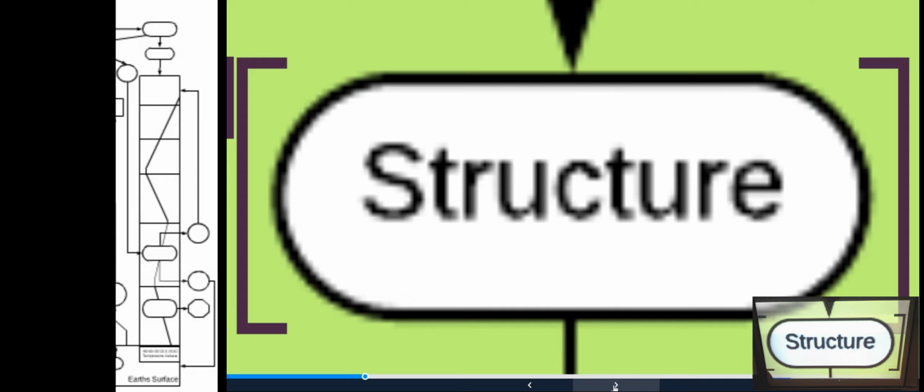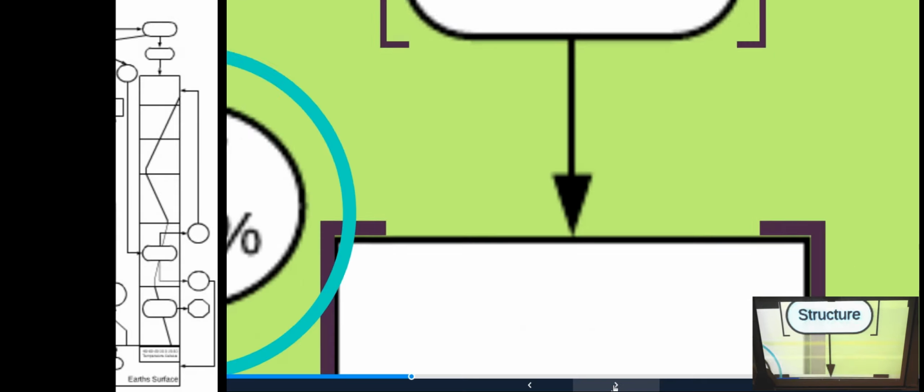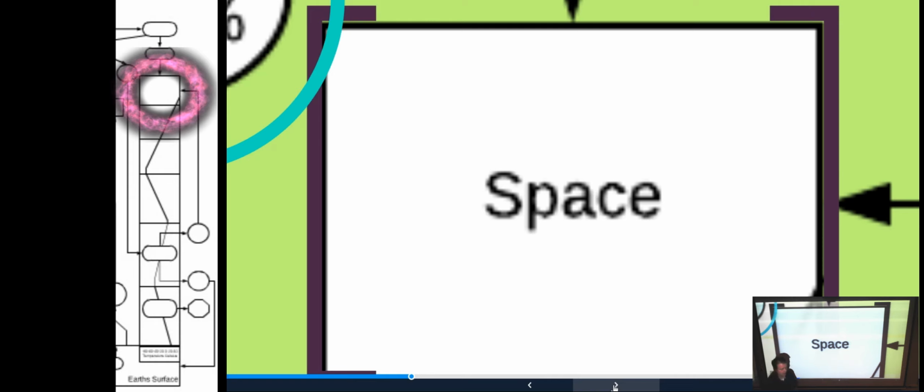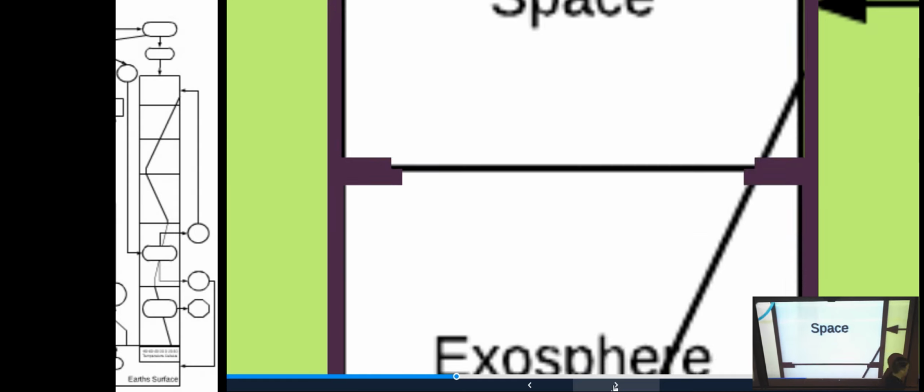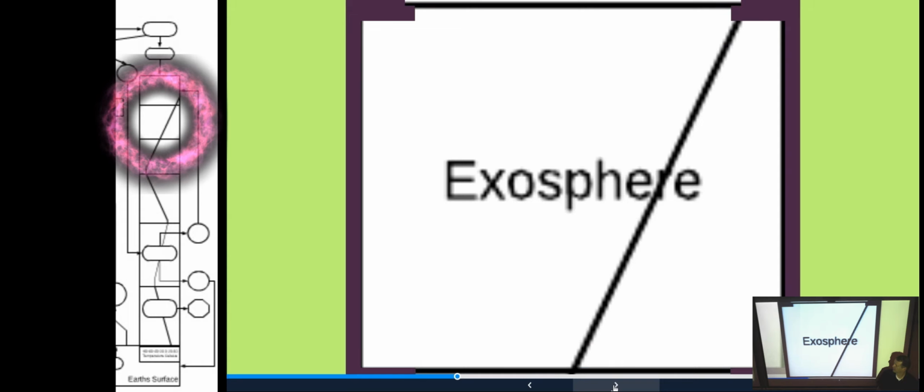So we'll start out here at... Yep, very good. The first one is space, right? So here we are, out in space, and we're falling back down to the surface of the Earth. What's the next layer that we'd go into? Exosphere, good. So we're going to go down to the exosphere.